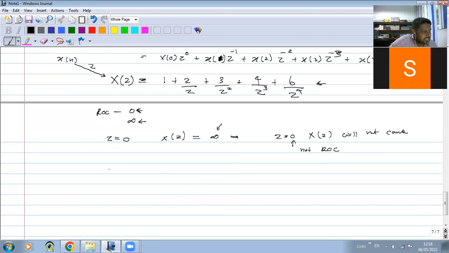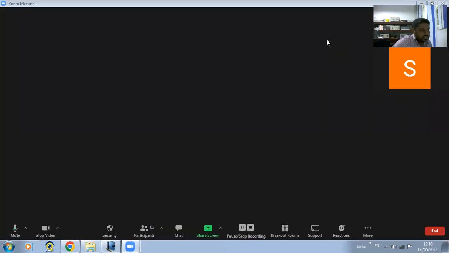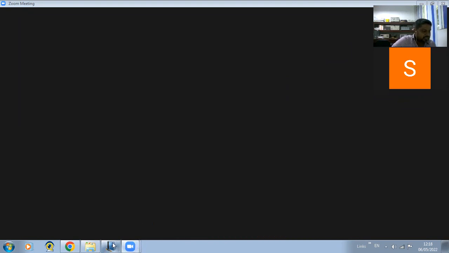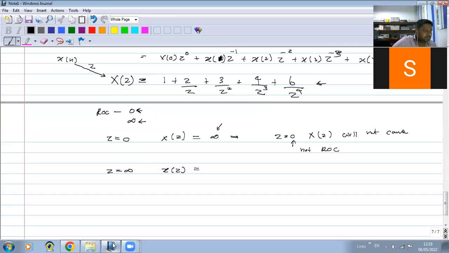Now see, when Z is equal to infinity, what happened? What is the value of X(z)? Tell me someone. Very good, an answer from one student only, and I hope other students can also give me a wrong answer, I am happy, because then you can make your mistake and you can correct your mistake.